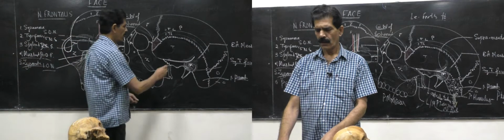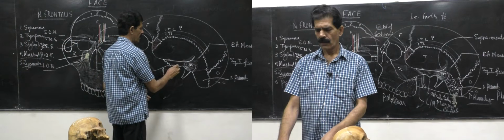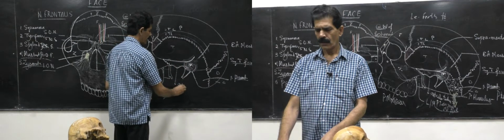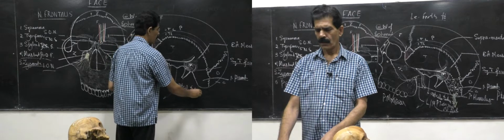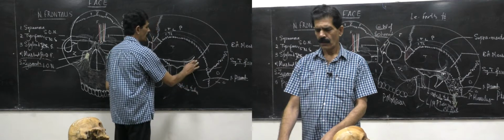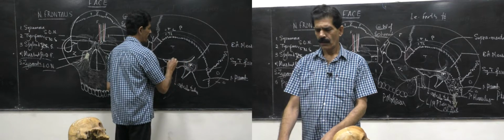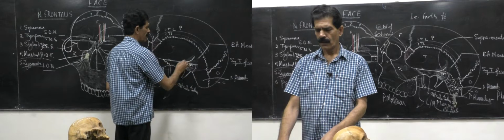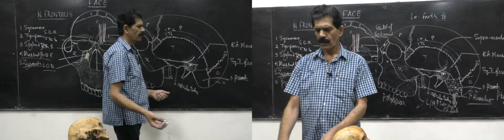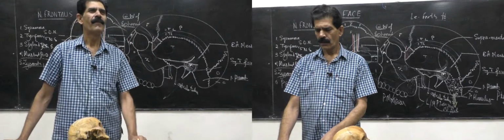Zygomatic part. So the upper border and the lower border of this zygomatic arch. In the lower border, there is a tubercle which is called the articular tubercle. And if a tangent is drawn from this superior border of the zygomatic arch, what is drawn? Anybody knows what it is? Mathematics? Tangent.